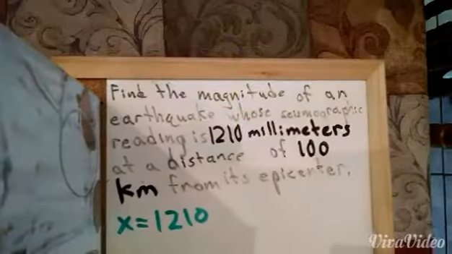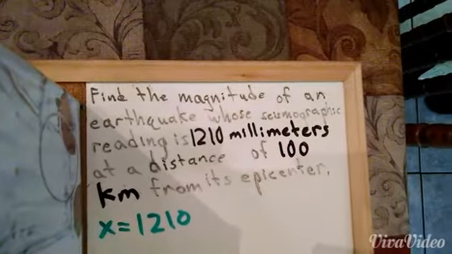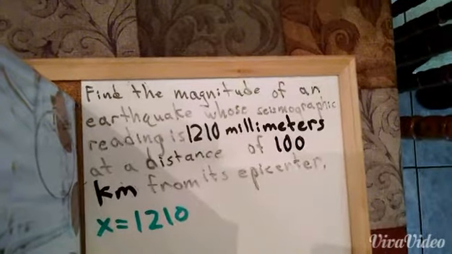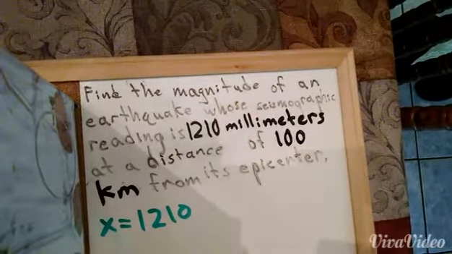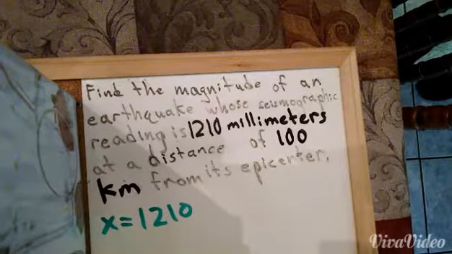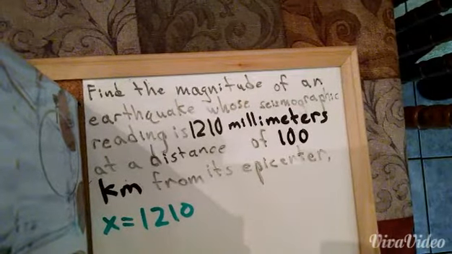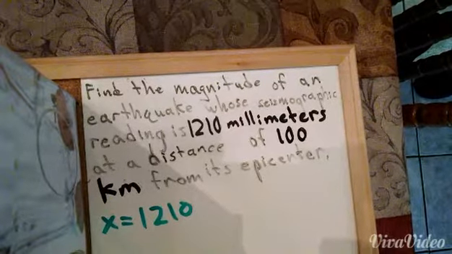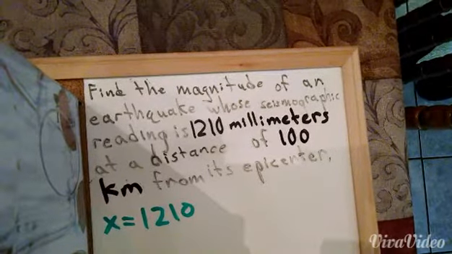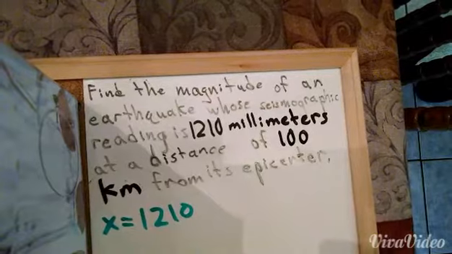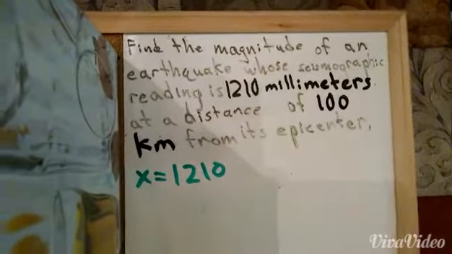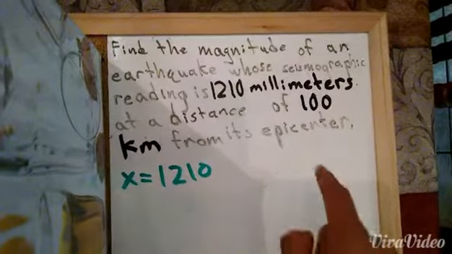Bye. Today we're gonna have our daily math lesson pertaining to the earthquake that just happened. So our question is, find the magnitude of an earthquake whose seismographic reading is 1,210 millimeters at a distance of 100 kilometers from its epicenter. And here you're given is x equals 1,210. These are the steps that you're going to be needing to calculate the magnitude of this earthquake.